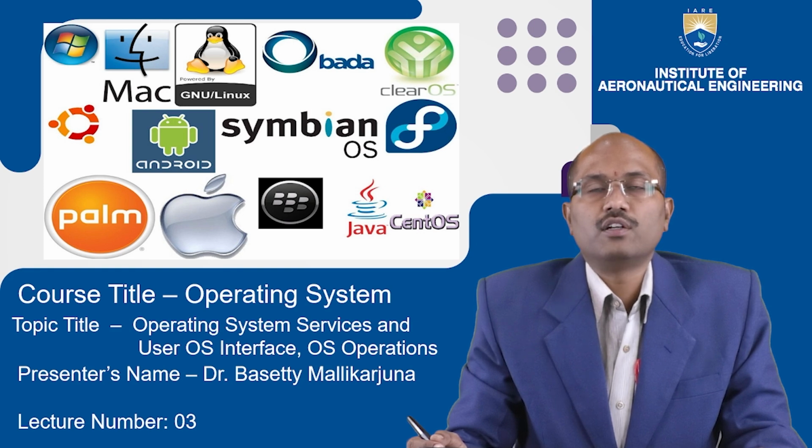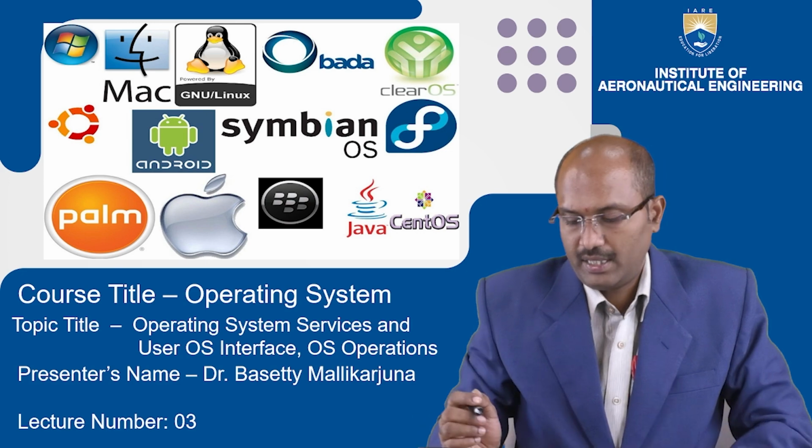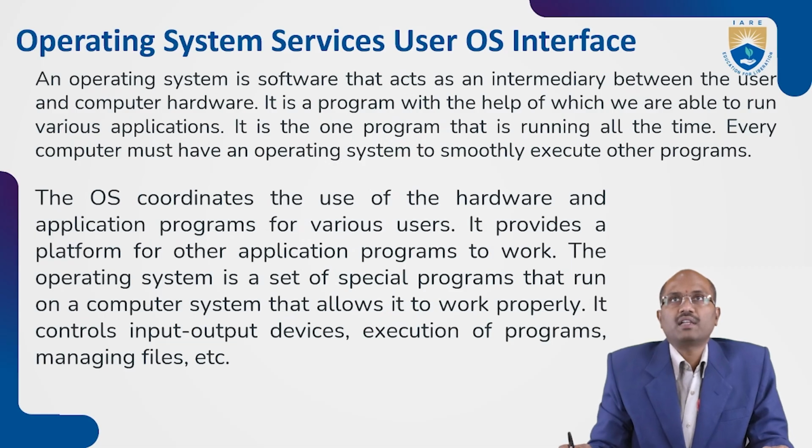Students, in the last class, I explained what an operating system is, the evolution of operating systems, and how an operating system can be defined. I explained that in the last videos. In today's video, we will discuss how the operating system performs various services and how it interfaces with the user. An operating system is software that acts as an intermediary between the user and computer hardware.